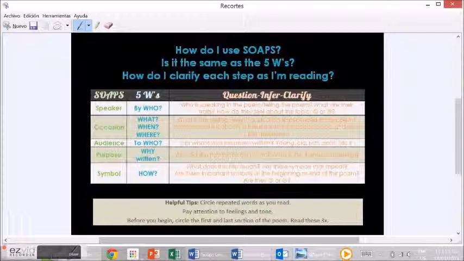What you're going to use to analyze poetry is called SOAPs. So in order to do that, you need to think about what SOAPs are: speaker, occasion, audience, purpose, and symbolism.